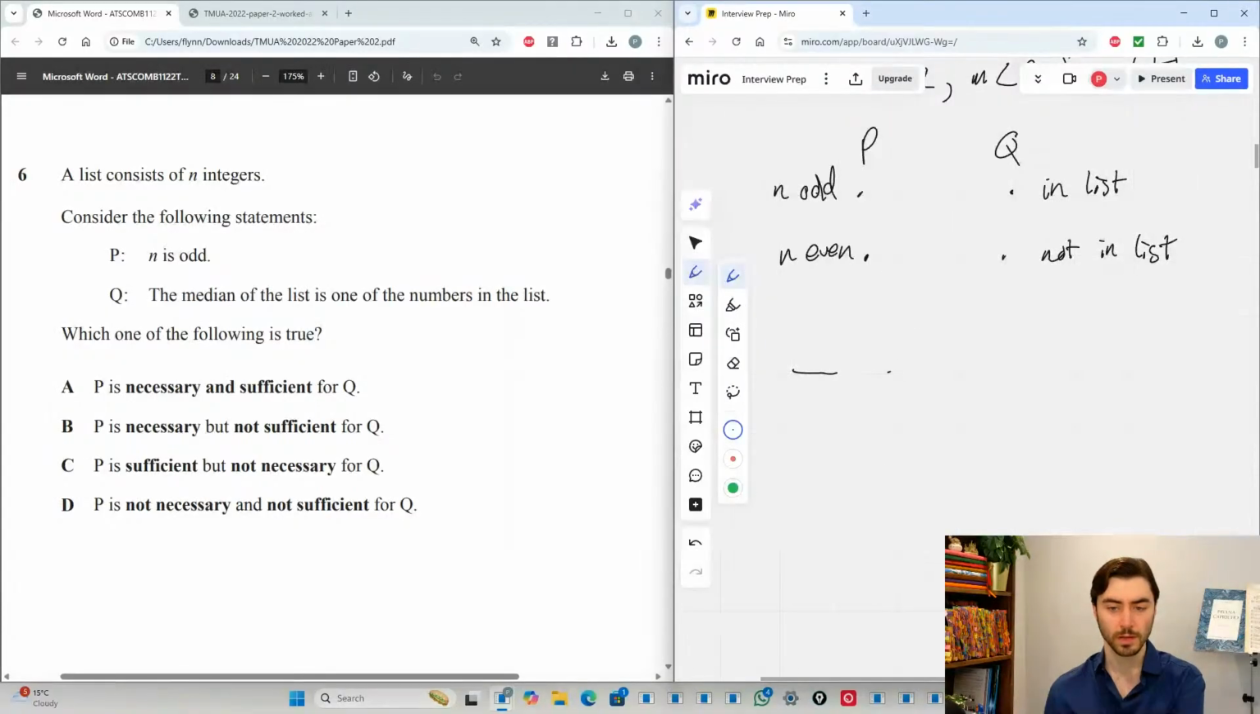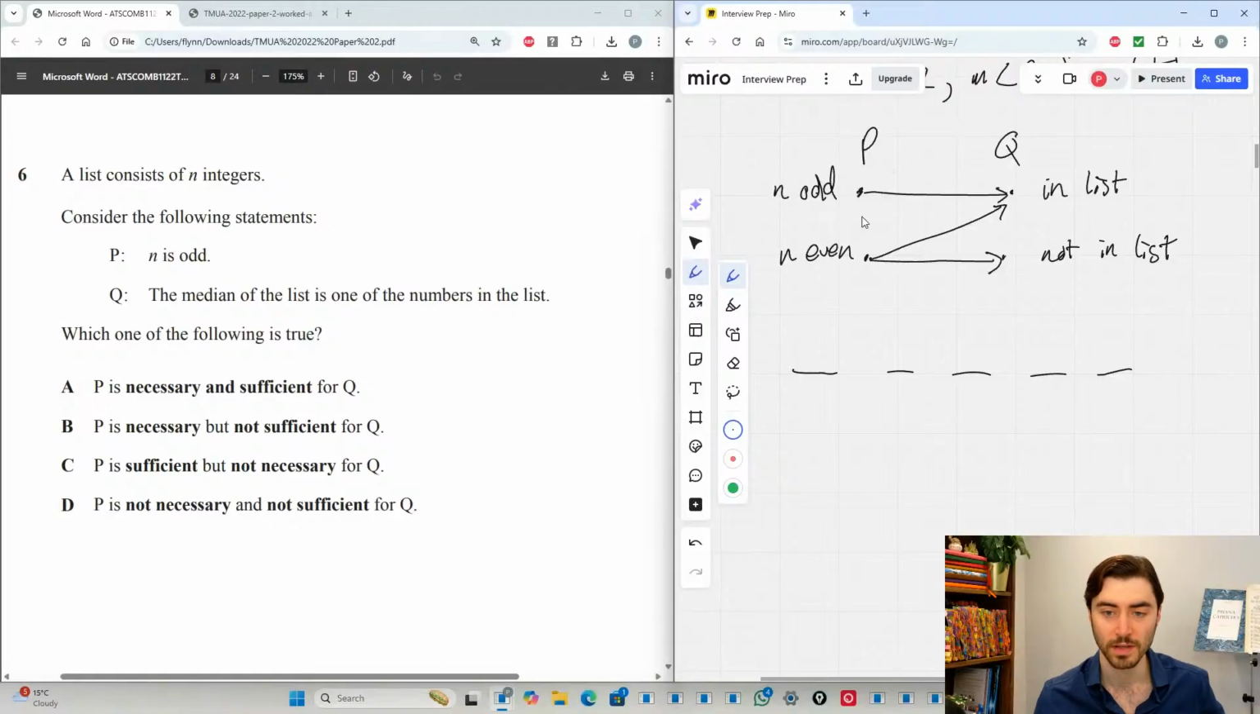Okay, so 1, 2, 3, 4. If there's an odd number, then the median is the one in the middle. So if n is odd, then the median is absolutely in the list. And this cross term does not exist. If n is even, it can be in the list, or it could not be in the list. So this tells us two things. This tells us that n odd is sufficient. So P is sufficient for Q, but not necessary, which is C.